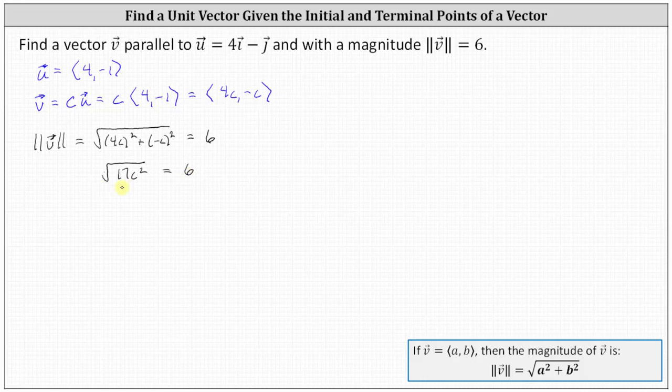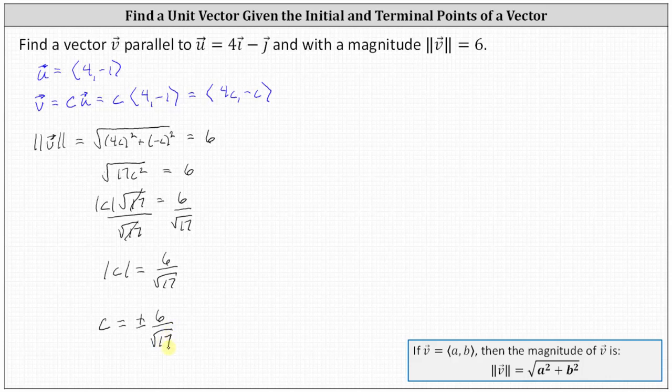The square root of 17c squared simplifies because c squared is a perfect square, but remember the result must be positive. The square root of c squared is equal to the absolute value of c, giving us the absolute value of c times the square root of 17 equals 6. Next we divide both sides by the square root of 17. Simplifying, we have the absolute value of c equals 6 divided by the square root of 17. This indicates that c is equal to plus or minus 6 divided by the square root of 17.